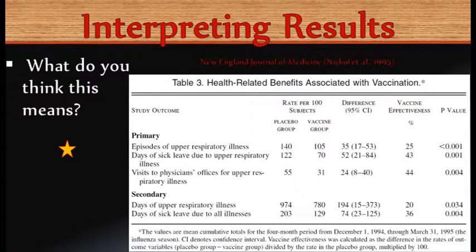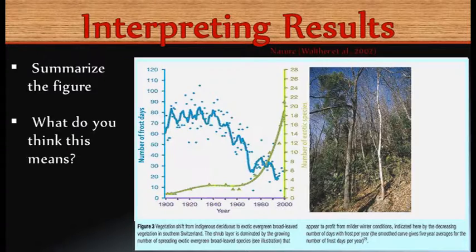Let's practice looking at this table. What can you say about it? What is the standard deviation? Was the sample size sufficient? What do you think this means? Tables and figures should be able to stand alone without needing to reference the body of the text. So this table is providing information about effectiveness of vaccines. We can see that all the results are statistically significant between the 2 groups, vaccinated and placebo, as indicated by the p-value.